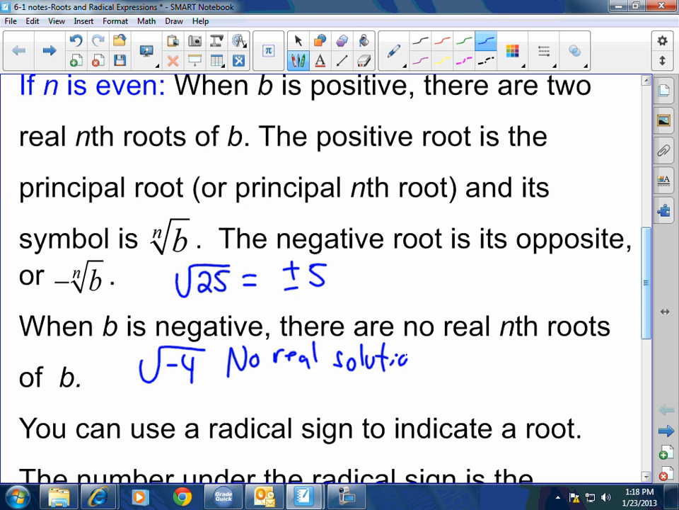Because what's 2 times 2? What's negative 2 times negative 2? It's never going to be negative 4. See what I'm saying, guys? So that will never be the case.